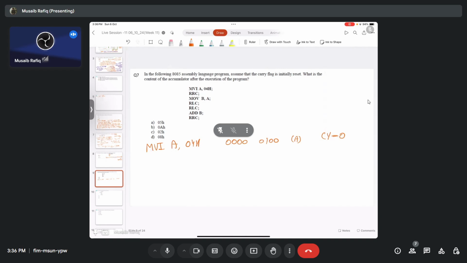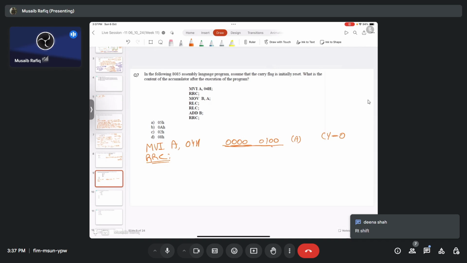So this is move immediate, and we have the contents of accumulator as 04. Now after that is RRC. Can anyone tell me what this instruction is? RRC? Anyone? Right shift, yeah. So the complete name is rotate right accumulator.